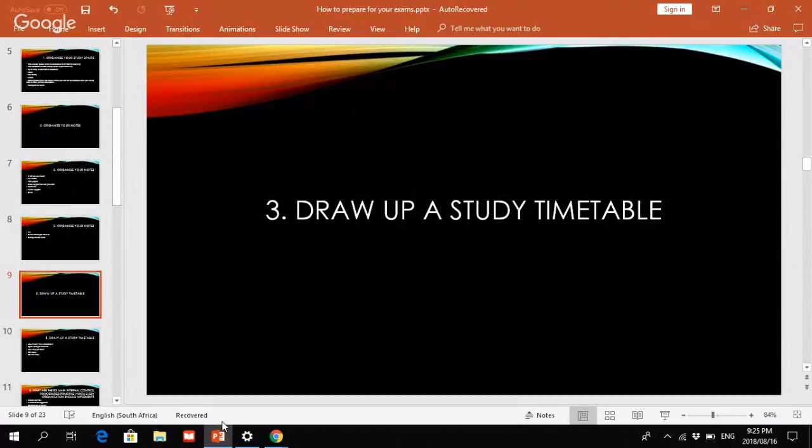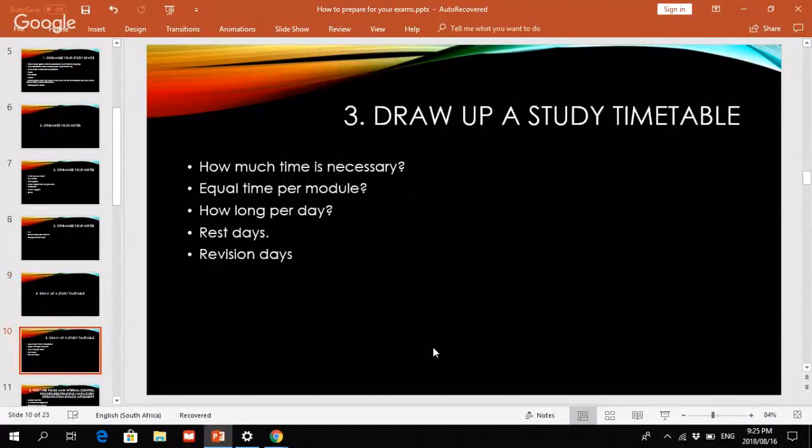So drawing up a study timetable is the best way to make sure that you actually track and monitor your studies, and that you make sure that you cover all the course content, because that's ultimately the area in which many students do struggle, especially when the volume is quite intense. So just a few points on the next slide.